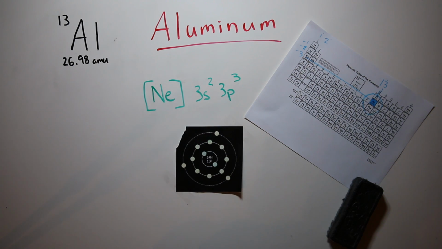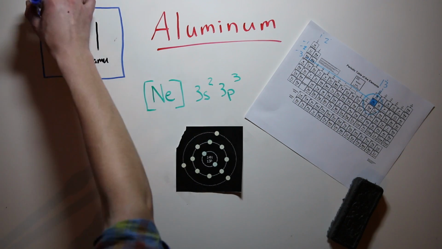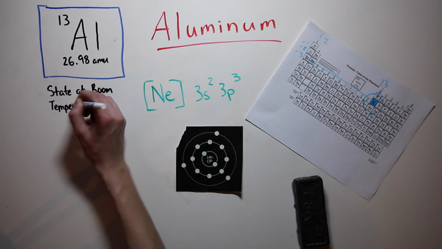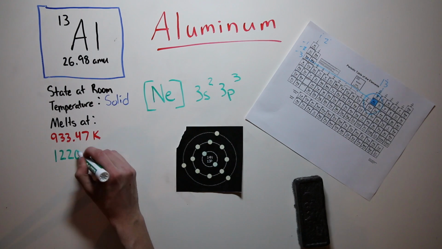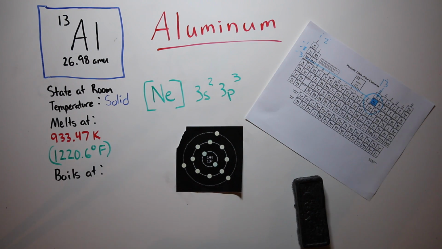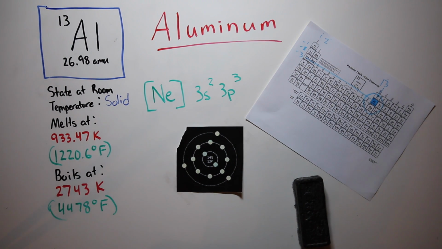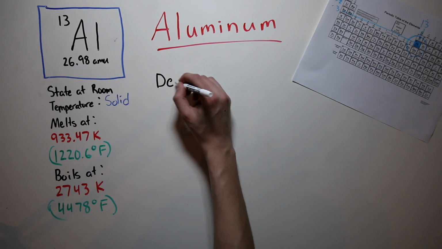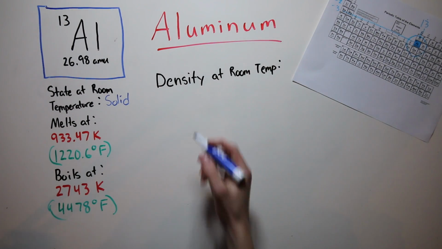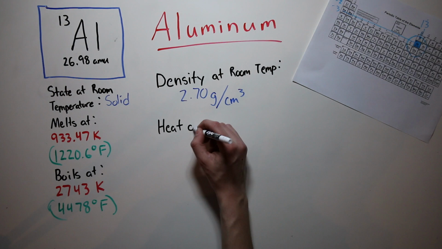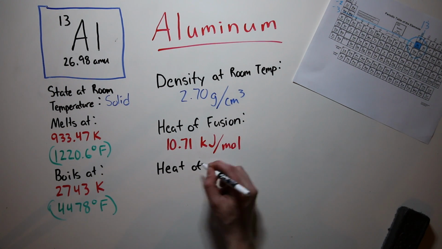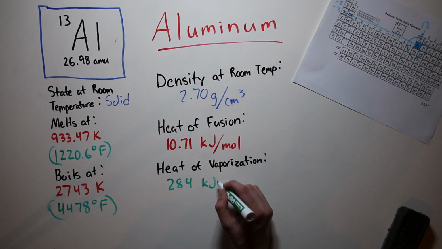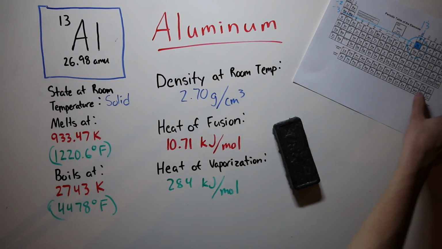We classify aluminum as a transition metal, often considered a metalloid. At room temperature, it is solid. It melts at 933.47 Kelvin and boils at 2,743 Kelvin. The density of aluminum is 2.7 grams per cubic centimeter when the temperature is somewhat near room temperature. The heat of fusion is 10.71 kilojoules per mole, and the heat of vaporization is 284 kilojoules per mole.